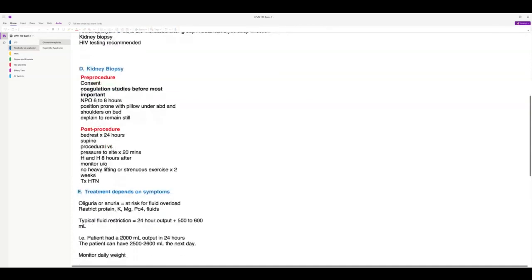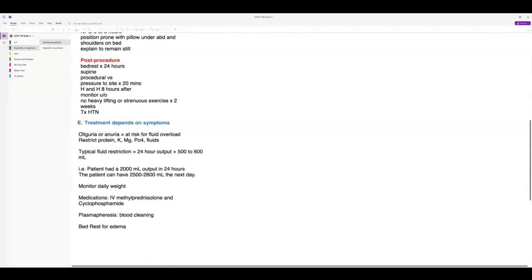All right. So with the kidney biopsy, I'm going to mess this up. The liver gets 150 mLs a minute. I think the kidney gets like 120 mLs a minute. So that's just to point out that it's very vascular. So you have to get coagulation studies beforehand because you don't want your patient to bleed out. Hold pressure for a long time after, and no heavy lifting after. The treatment depends on the signs and symptoms.